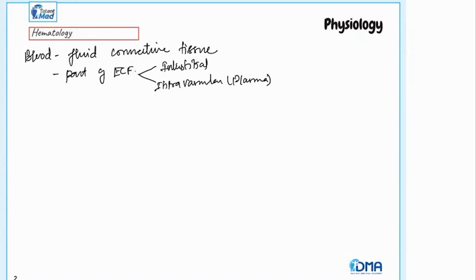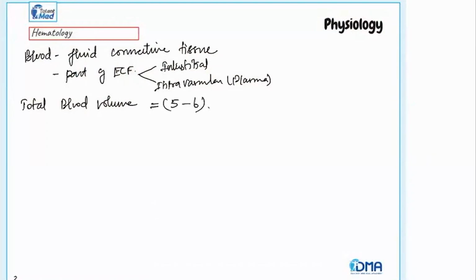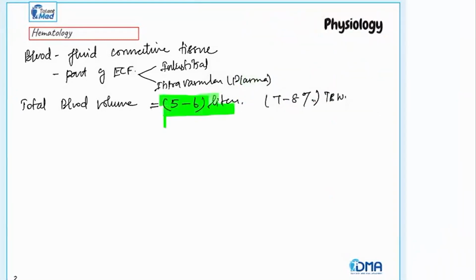So the total blood volume in the average adult will be nearly 5 to 6 liters. Okay, so this will constitute nearly 7 to 8% of the total body weight. So this total body volume is constituting 5 to 6 liters of blood. So that is the total blood volume.